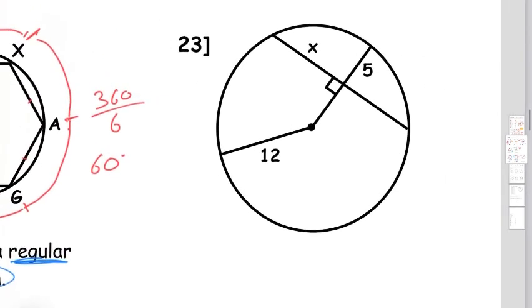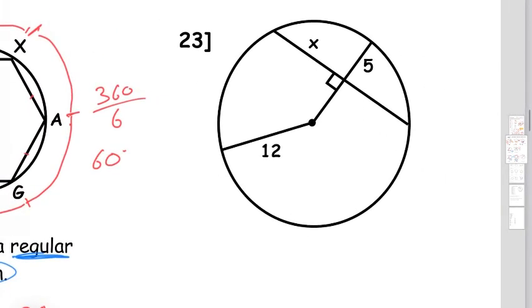23. So 23 is telling you, well, first of all, we have a chord here, here. And they're telling us that the measurement from here to here is 5. Now that's important because if you notice, the measurement of 12 represents the radius. And so if I were to draw the radius from here to here, that means that that's also 12. And from here to here, that's also 12. So I'm going to go ahead and label that 12.